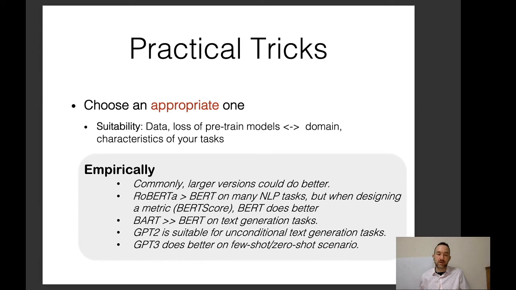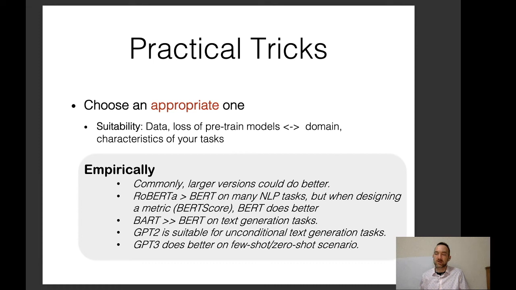Also, for example, BART, or other seq-to-seq training methods, do a lot better than having a BERT-based encoder on text generation tasks, mostly because an encoder-decoder model is trained to do text generation tasks. Models like GPT-2 are good for unconditional text generation, as trained language models. GPT-2 can also be used for few-shot or zero-shot learning. And I actually encourage you to do this if you're able to download or use an online demo of GPT-2. It's kind of fun to play around with it.